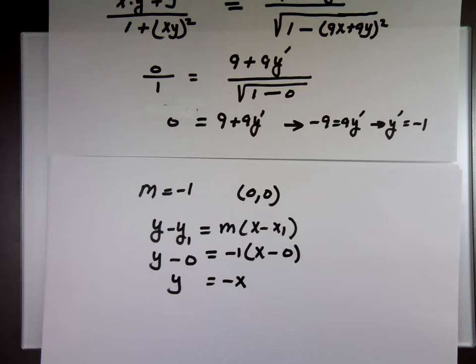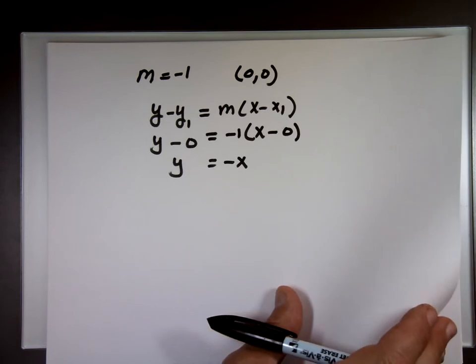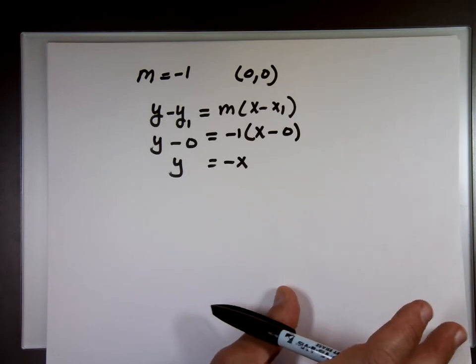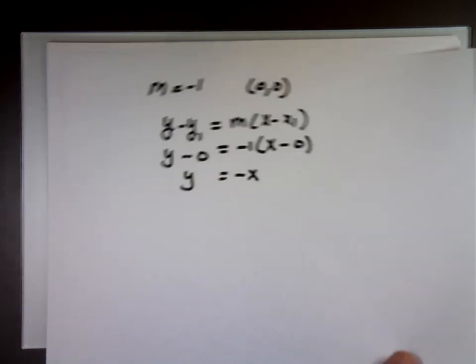Yep. So the derivative, the slope, is minus 1, but they're not looking for the slope, they're looking for the equation of the line. I'm getting tired, seeing things.